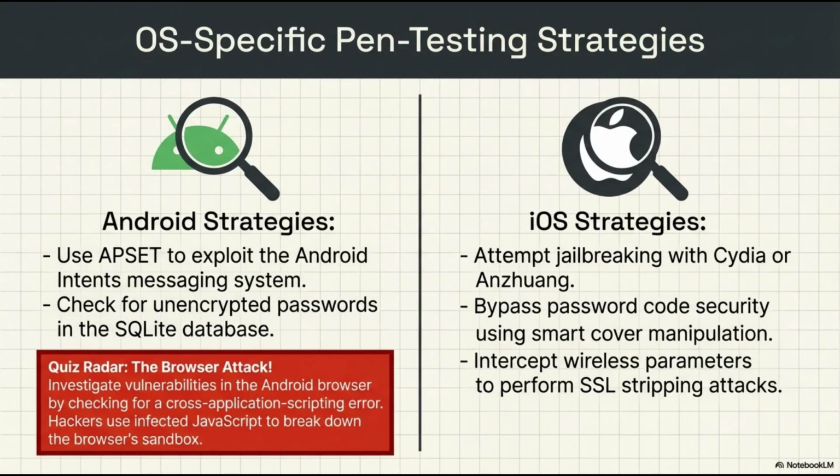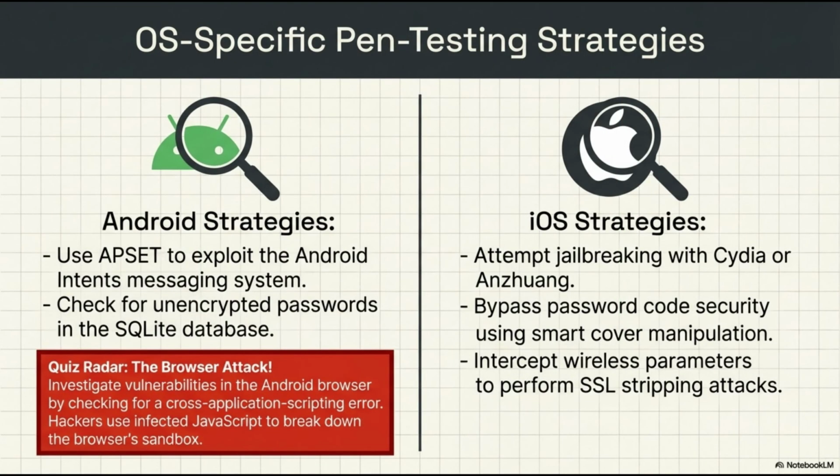Let's start with Android. Android pen testers have a few distinct tactics. They might use the APSet tool to exploit the Android Intent messaging system. They'll also check for unencrypted passwords and Skype contacts left plain in the SQLite database. But the big focus for your short answer prep should be the browser attack. Yes, the quiz radar here is investigating vulnerabilities in the Android browser. Hackers check for a cross-application scripting error. By using infected JavaScript code, they can break down the browser's sandbox and gain broader access.